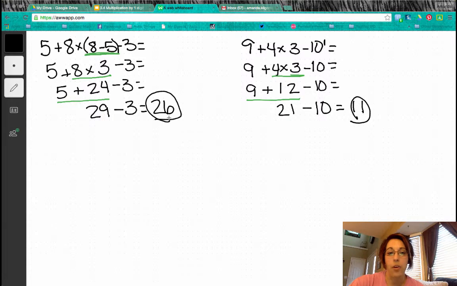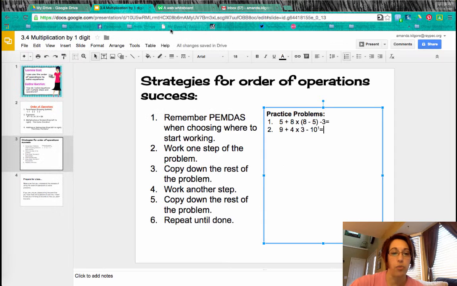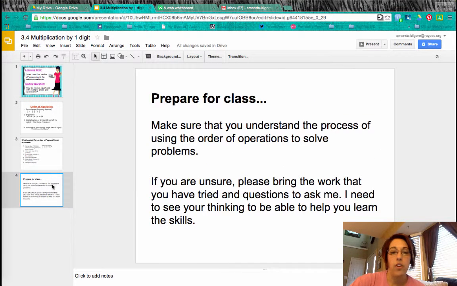There are our examples for order of operations. So make sure that you are prepared for class, that you understand the process of using the order of operations to solve problems. Make sure that if you had troubles with this, you bring your work so I can help you figure out where we need to make some adjustments to how you're working these. And let me know if you need some help in class.